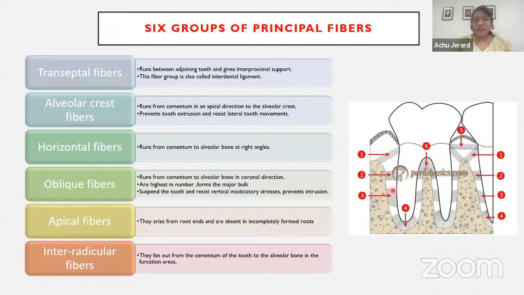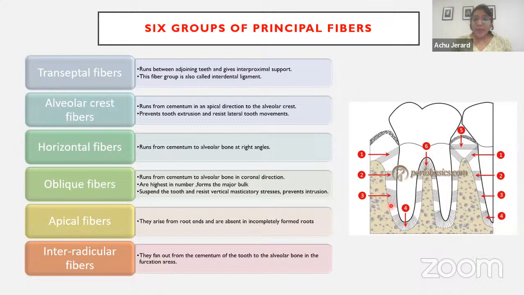And then the oblique fibers form the major bulk of this principal fiber group, almost 2/3 of the root being occupied by this oblique set of fibers. Whereas alveolar crest fibers run from the tooth to the alveolar crest, the oblique group of fibers run from the tooth cementum to the alveolar bone, in a coronal direction. So when they run in the coronal direction, what happens? They prevent the vertical masticatory forces and intrusion. So the action is opposite.